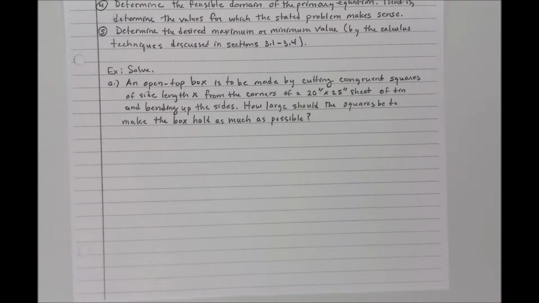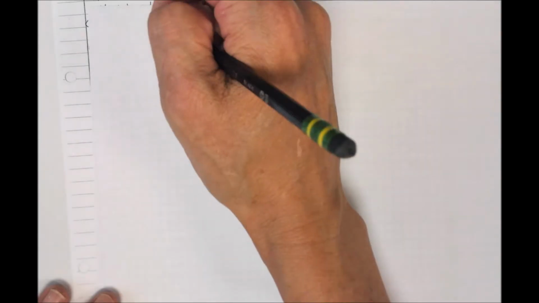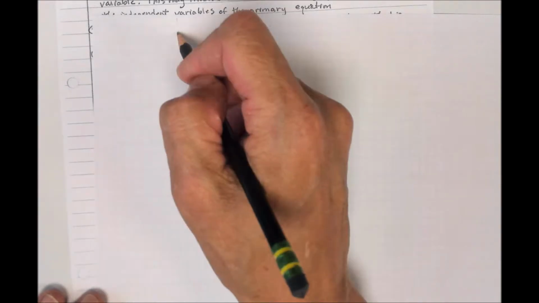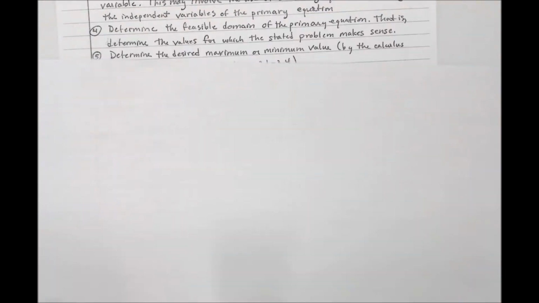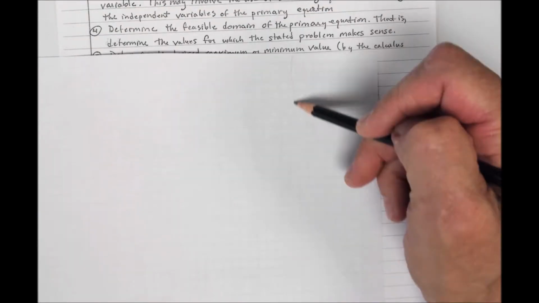Okay, see if I can show you what I'm talking about here. Let's say that this piece of paper here is my 20-inch by 25-inch sheet of tin. And what they want me to do is cut out squares from each of the corners, congruent squares, so that this square will be the same size as this square when I cut it out. And I do that for all 4 corners.